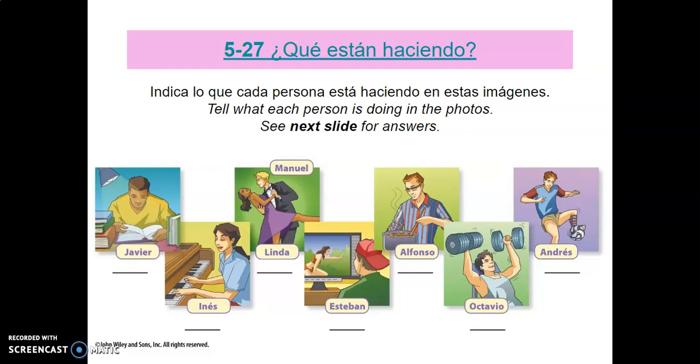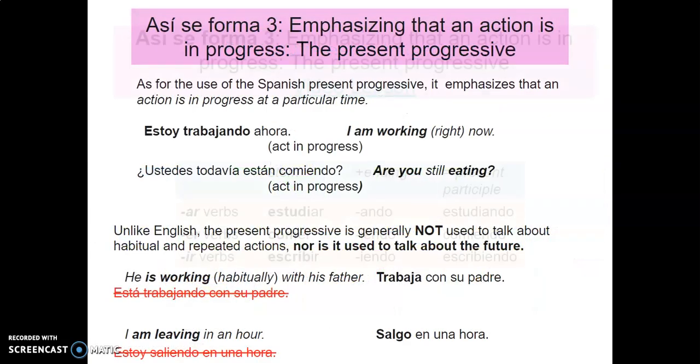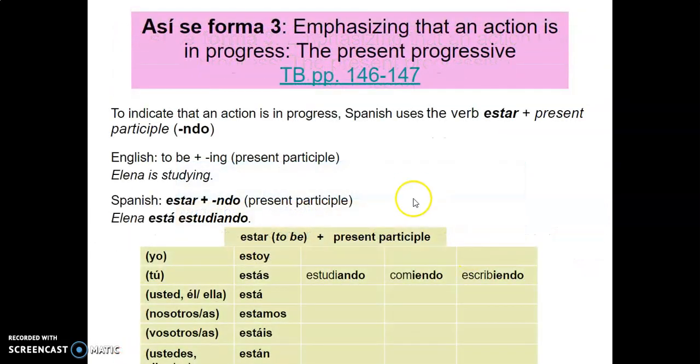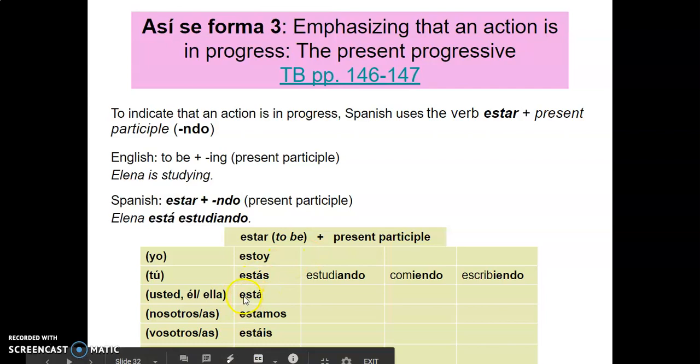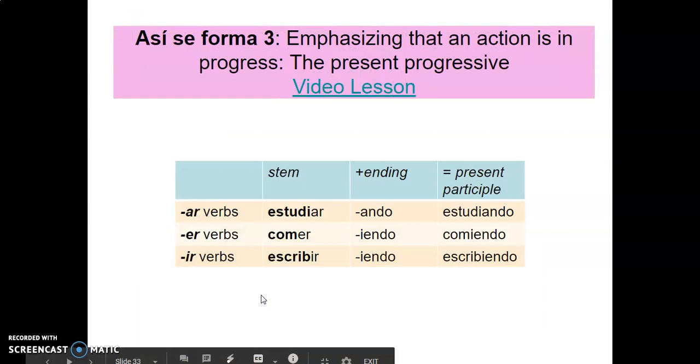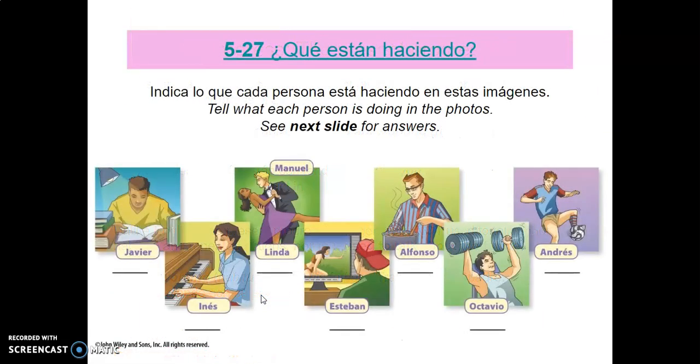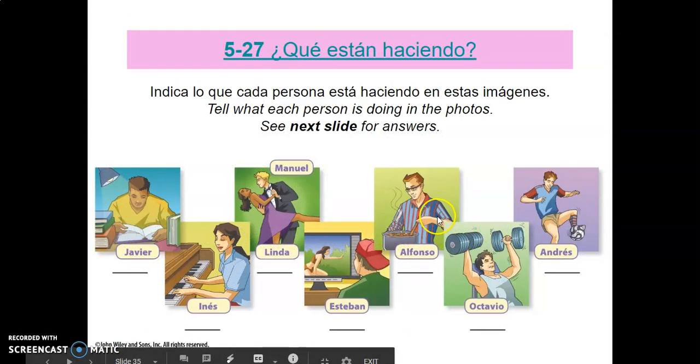So you're basically just going to pause the slide. Take a moment, write a sentence about each one using estar, so you know you're going to use their name, and está. Remember the él, ella, and usted form. So since we're talking about one person, we're going to use está. So we're going to use the name of the person. Por ejemplo, Javier está, and tell what that person is doing. So pause the video, take a moment to write those sentences, and then unpause, and we'll go over, and you can compare yours with mine. You may choose different verbs than I chose, but that's okay.